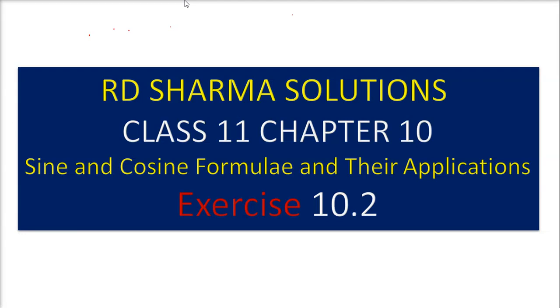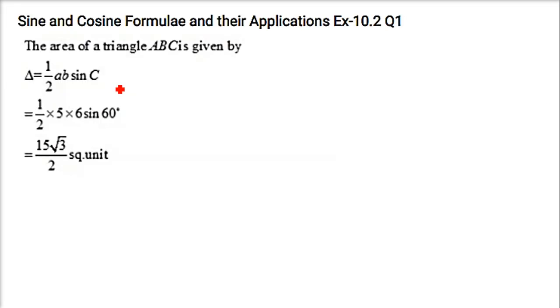R.D. Sharma Solutions, Class 11th, Chapter 10, Sine and Cosine Formula and their applications, exercise number 10.2. The first question here is, in a triangle ABC, a is given as 5, b is given as 6, and angle C is given as 60 degree. We have to show that the area is 15 root 3 by 2.